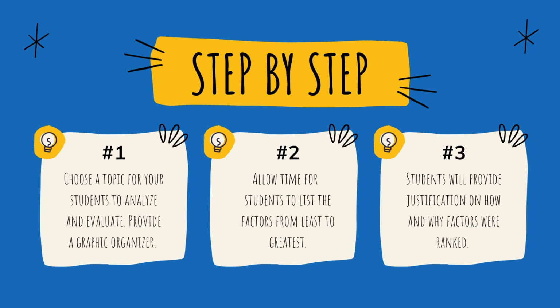Use these steps to implement the Priority Ladder in your classroom. First, choose a topic for your students to analyze and evaluate. Provide them a graphic organizer that has the ladder attached to it. This will give the students some space to rank all of their ideas. Number 2, allow time for students to list the factors from least to greatest or greatest to least. Finally, students will provide a justification on how and why the factors were ranked the way they were. Allow time afterwards as well for your students to collaborate and talk amongst themselves to understand each other's opinions.